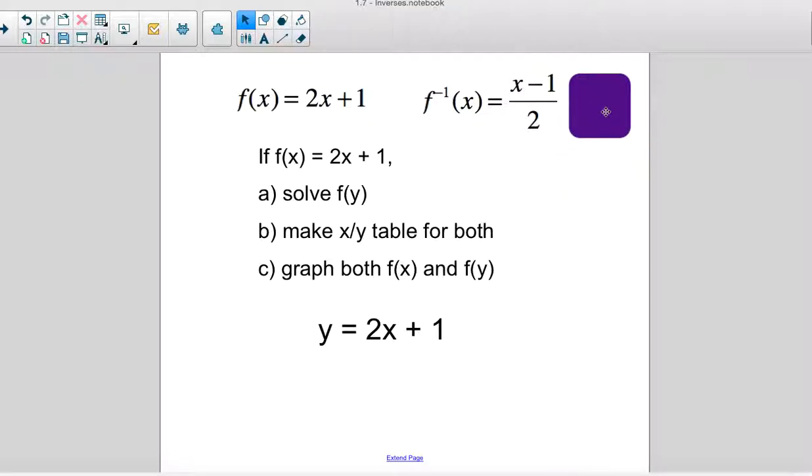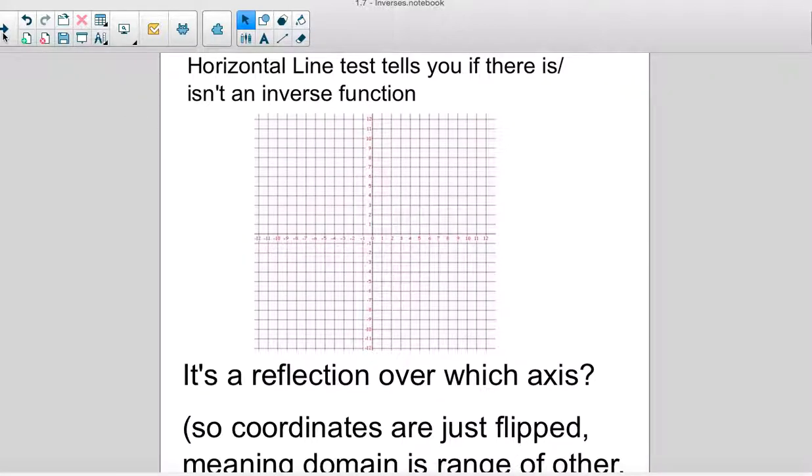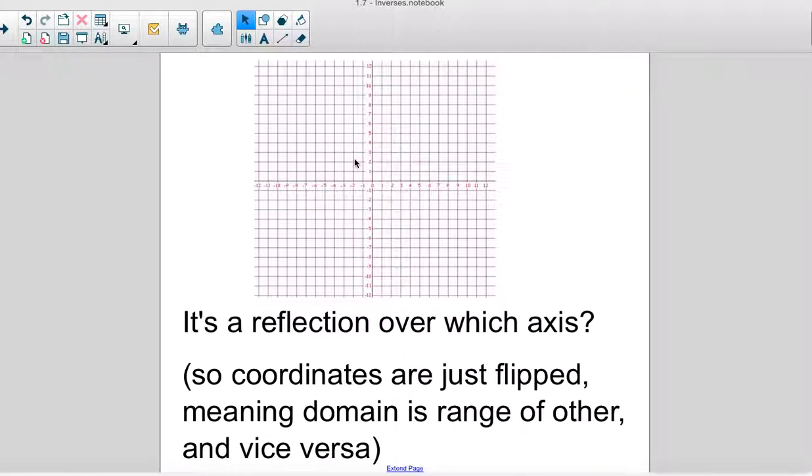So x minus 1 over 2. From there, if we were asked to graph it, you'd want to make an x and y table and then graph them both, right? So that's what we're going to do here. So we had f of x equals, and that original was 2x plus 1. And then we had f inverse of x equals x minus 1 over 2, right? If we were going to graph those, you could certainly go ahead and graph those without using a table. I think you'd be okay. But let's just make a table just to see what we see, right?